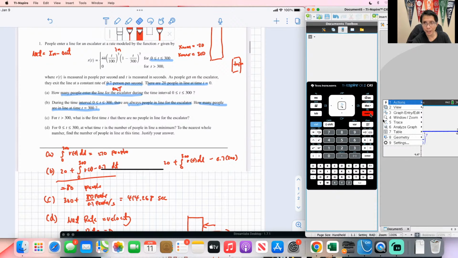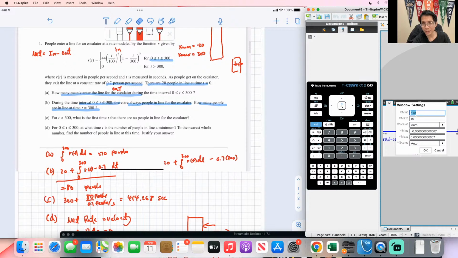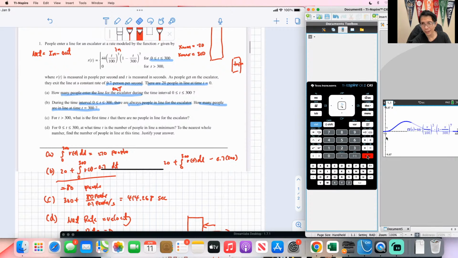And I'm gonna go to menu, window setting, and I say 9 to 10 is fine. I can go to 300 here, maybe 320, and I can graph, and I see this graph, right? Now, what happened is that's just RT. I want a minus 0.7.